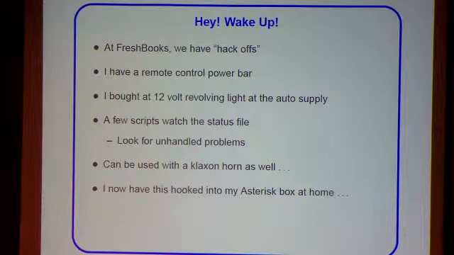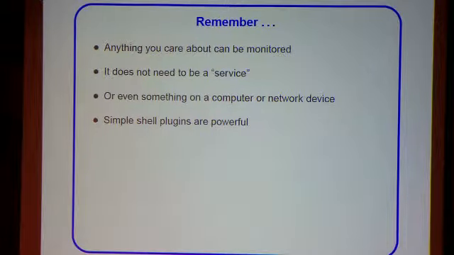Every once in a while we have hack-offs at work where you're trying to impress the other people, and I wrote a little thing that hooks into Nagios that has a revolving orange trouble light hooked up to a power bar that I could turn on and off. And so I had an event handler, so if something went wrong, it would make the light spin around and go woo woo. Everybody thought that was cool, and I got a beer for that. Simple shell scripts are very powerful plugins. Keep that in mind.